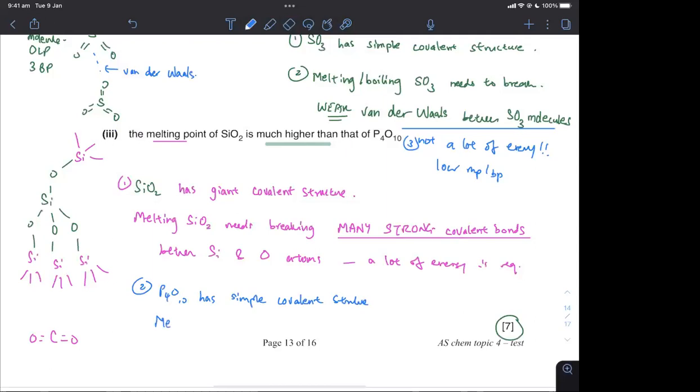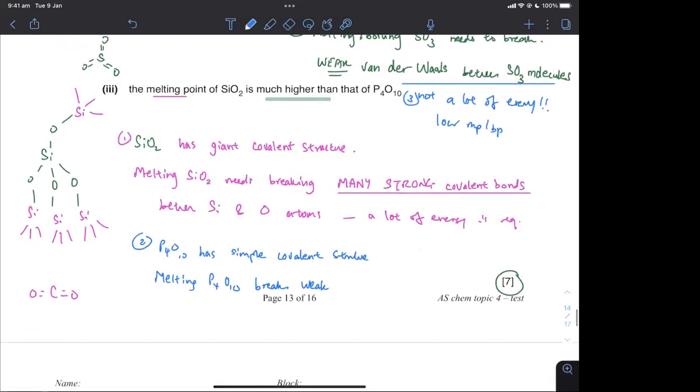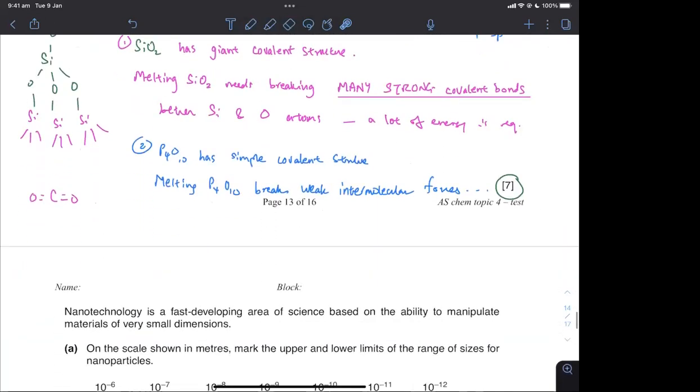So when we melt P4O10, we just need to break the weak intermolecular forces of attraction. I don't want to specify too much without showing you the structure, but P4O10 is actually slightly polar. Hang on, P4O10 is polar. I think P4O10 is polar actually, but just to be safe, I just write down weak intermolecular forces of attraction between the molecules, not a lot of energy. That's why it has a low melting point compared to this one here. Okay, hopefully that makes sense.